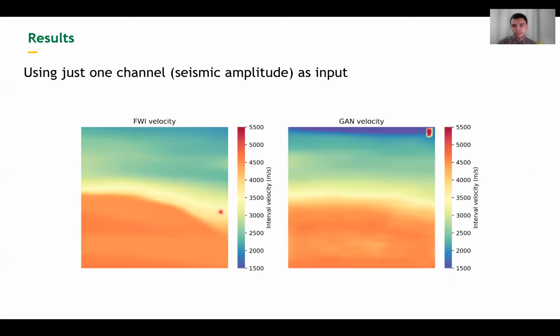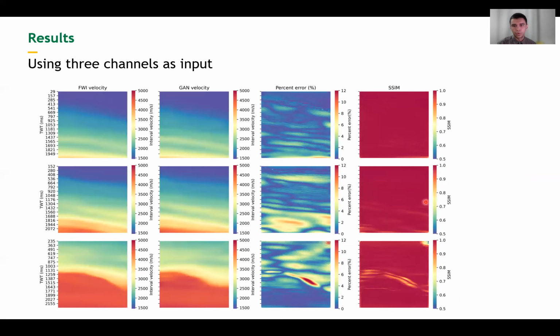At first, we tried as input only the seismic amplitude, only one channel, but we got poor results. We got some artifacts, as you can see here and here, and we could not capture the lateral variation of the velocity. So we insert 2 more channels, as I showed before: the average velocity from tomography and two-way time grid, and the results are here.